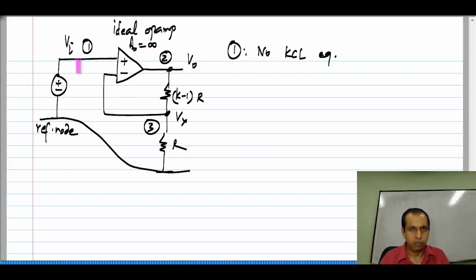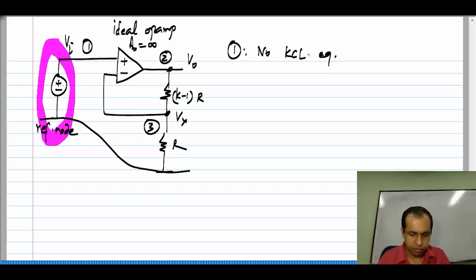Instead of that, we have to essentially write the constraint for this voltage source. What you do is you form a super node with node 1 and the reference node. Because you do not write any equation for the reference node, you can't write any equation for this super node either. Instead, you simply have the constraint imposed by this voltage source, which says that V 1, the voltage at node 1, equals V I, the source voltage.